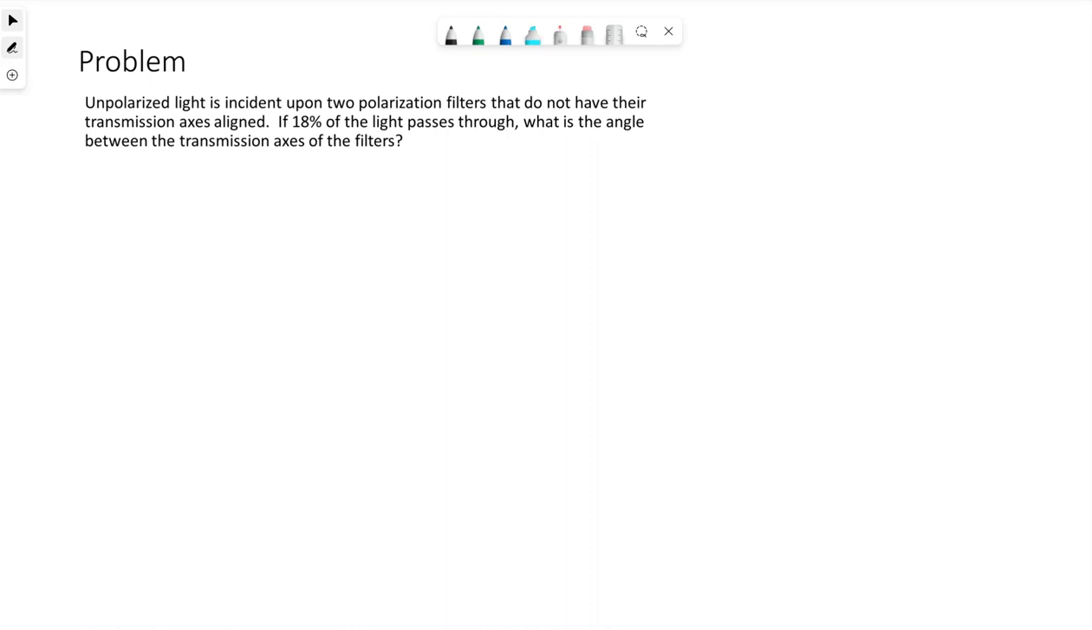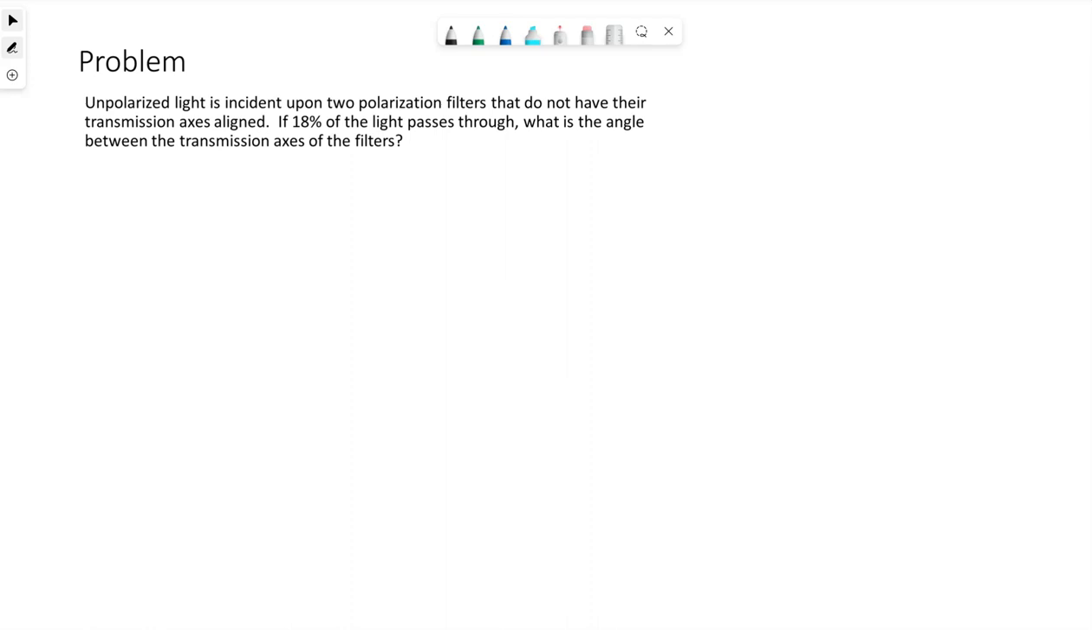We have an example problem here. An unpolarized light is incident upon two polarization filters that do not have their transmission axes aligned. If 18% of the light passes through, what is the angle between the transmission axes of the filters?